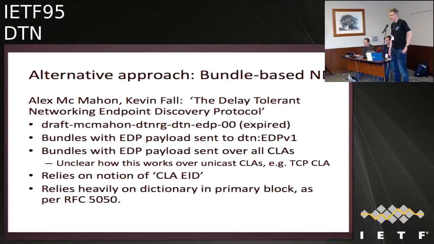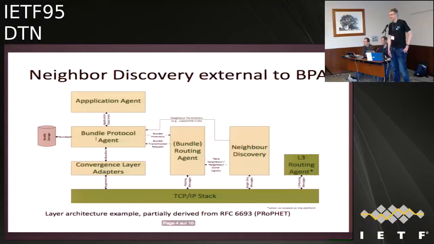Go ahead, Rick. Rick Taylor. Just a quick question. Can we go back to the previous slide? Just out of interest, why are you avoiding the convergence layer adapters for neighbor discovery and the bundle routing agent? Why are you going straight down to TCP? Is that because in the implementations you've been working on, you only really use TCP, well, IP? Is this about the routing or about the neighbor discovery? Well, it's about the neighbor discovery because this is the topic, but I suppose the same question applies to routing.